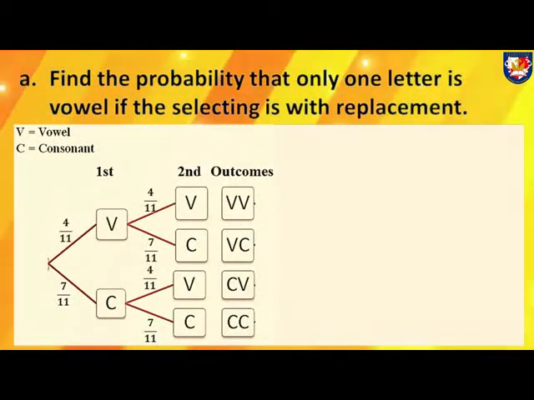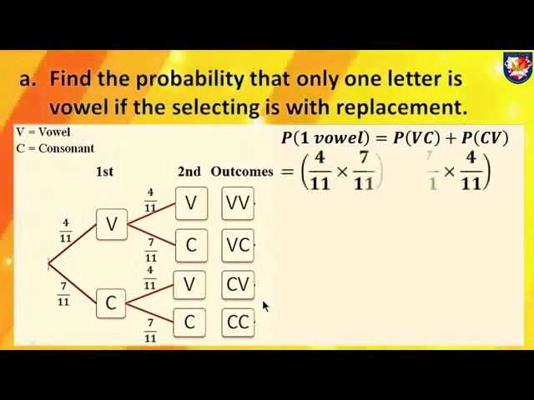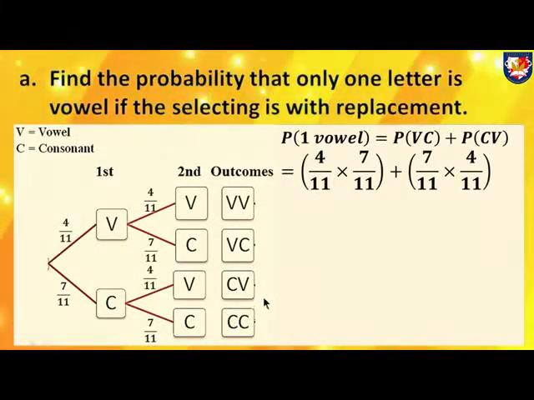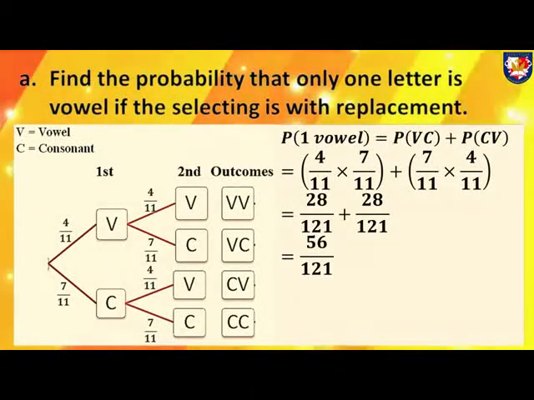So the favorable outcomes for one vowel are vowel-consonant and consonant-vowel. So the probability of one vowel is 4 per 11 times 7 per 11, from vowel times consonant, plus consonant-vowel, 7 per 11 times 4 per 11. That is 28 per 121 plus 28 per 121, equal to 56 per 121.